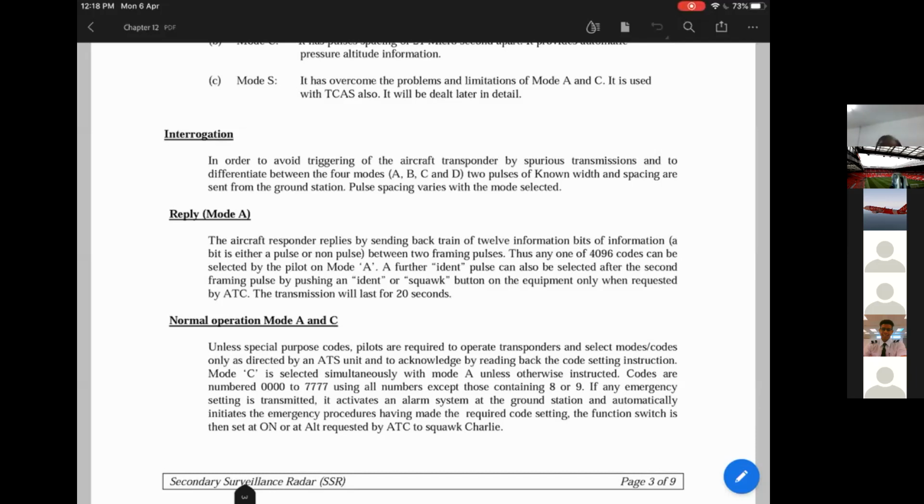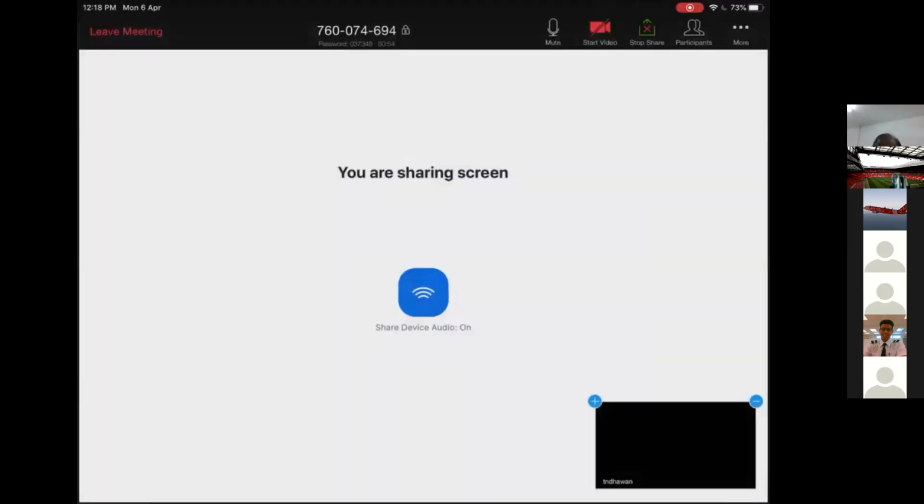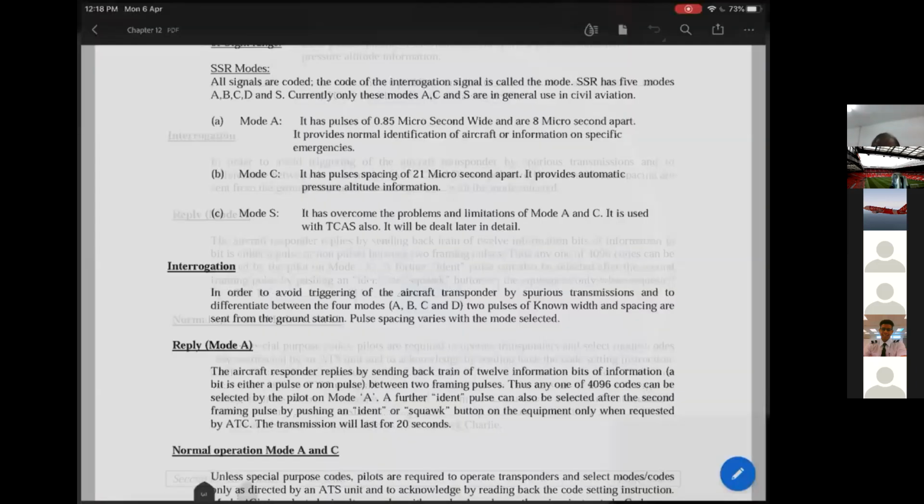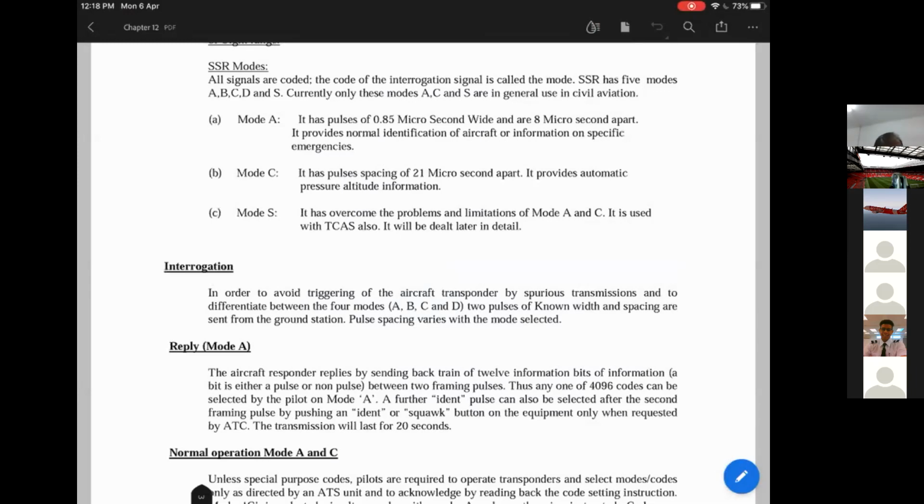Hello. Yes, sir. Can you hear me now? Okay, now it's better because I was not wearing the earphones. Now I've just put the earphones on. Now I said that the numbering of the codes is from 0000 to 7777. Total number of codes available in a particular mode is 4096.